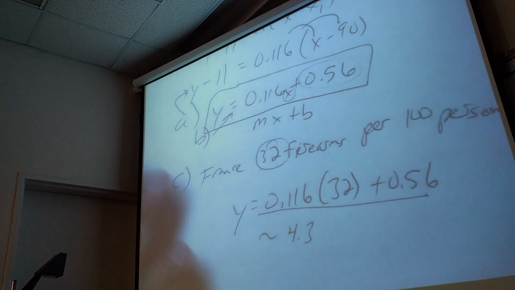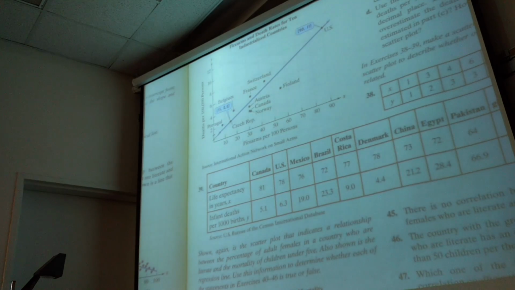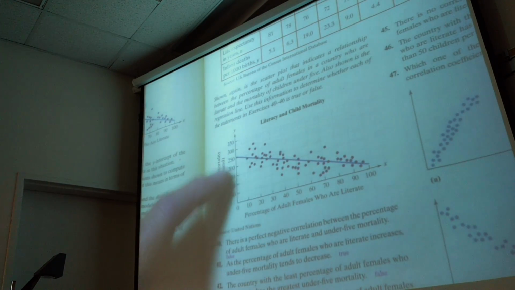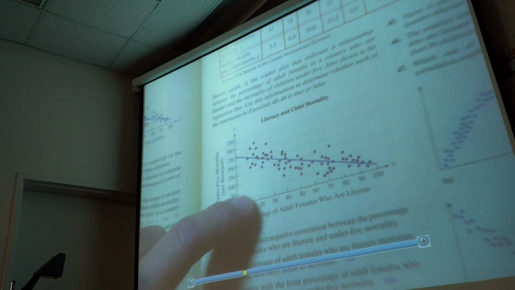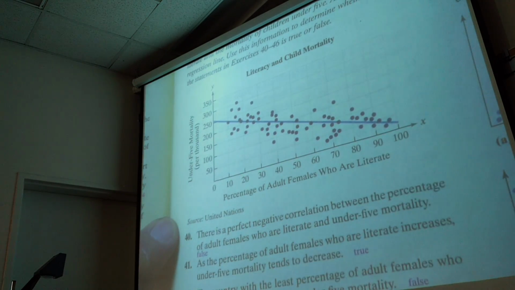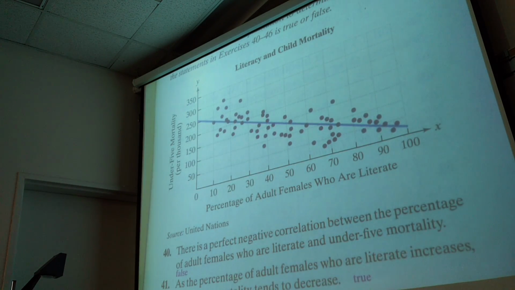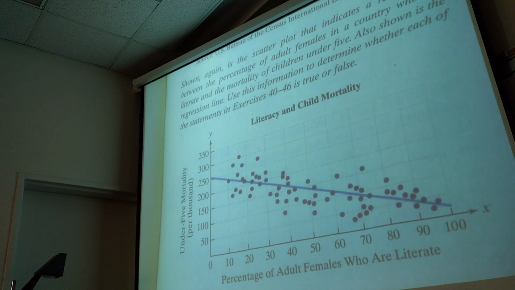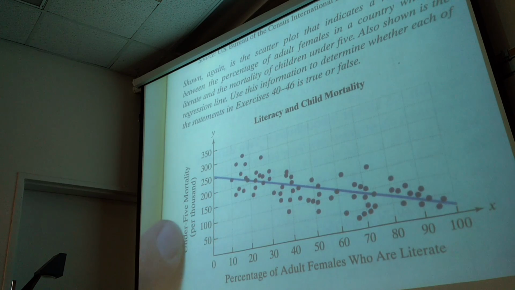Then I say number 40 through 47. This is a bunch of true or false questions about this graph here. So you can see some of the answers right here. So looking at the graph, is there a perfect negative correlation between the percentage of adult females who are literate and the under 5 mortality rate? So that's what this is.